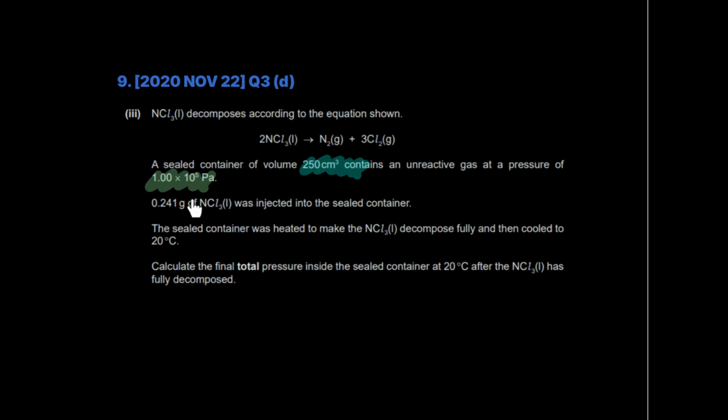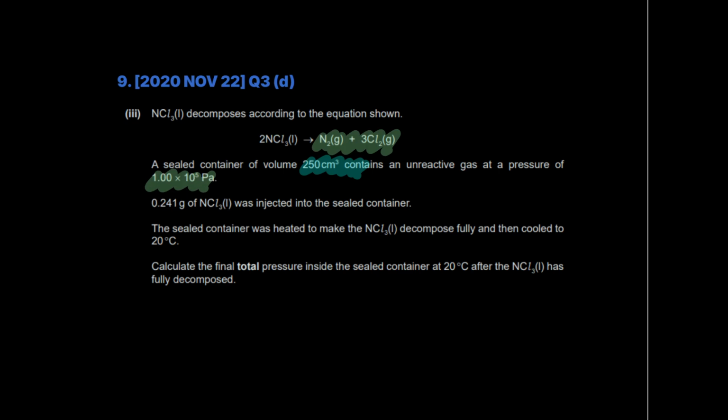Remember, PV equals nRT is for gases, the gas equation. It's not for liquids. But we know that when NCl3 fully decomposes, which he's saying it's heated and fully decomposes, it forms gases, right? And so the pressure would change, and that's what he wants you to find. Calculate the final total pressure in the sealed container. So it's not going to be this pressure. We actually need to find it.